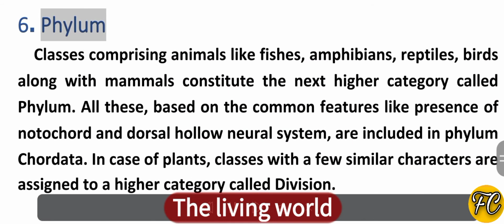6. Phylum. Classes comprising animals like fishes, amphibians, reptiles, birds along with mammals constitute the next higher category called phylum. All these, based on the common features like presence of notochord and dorsal hollow neural system, are included in phylum Chordata. In case of plants, classes with a few similar characters are assigned to a higher category called division.